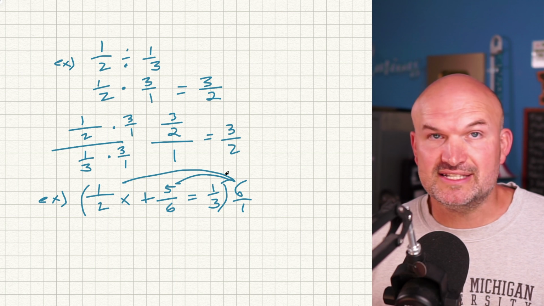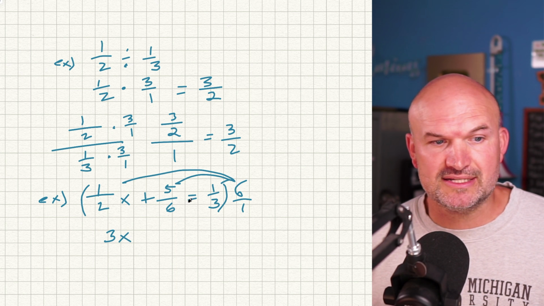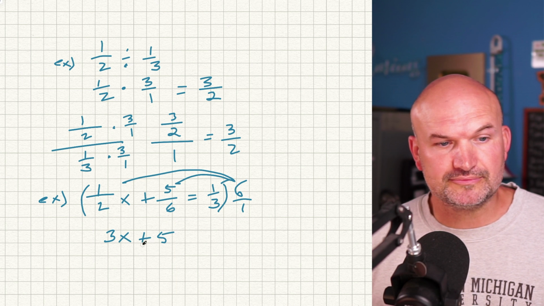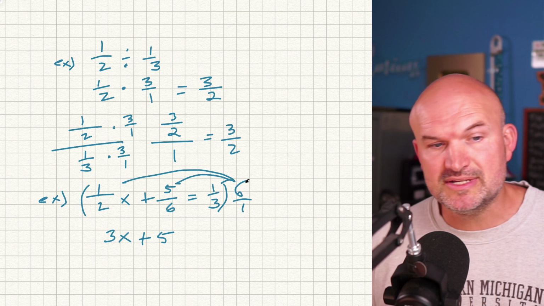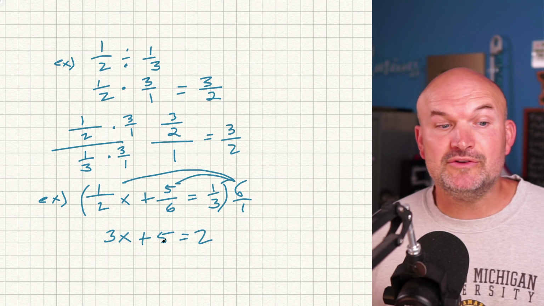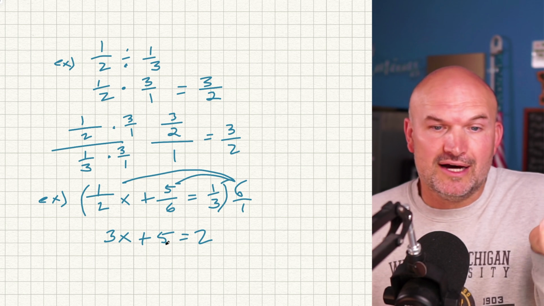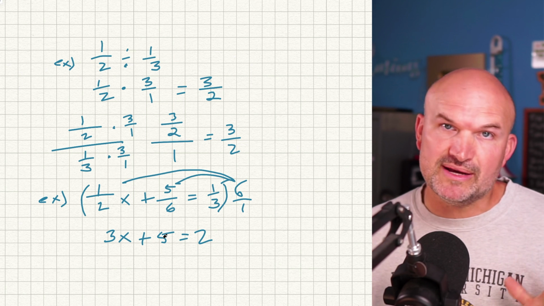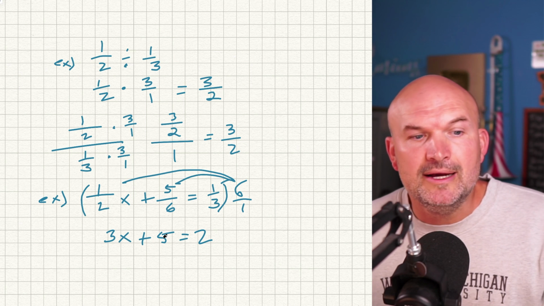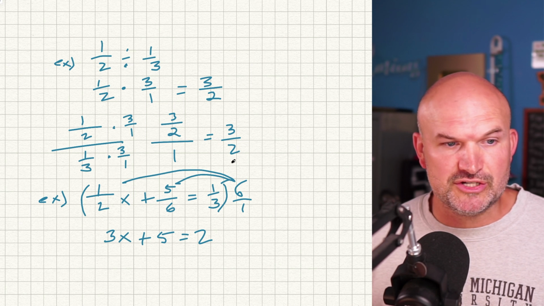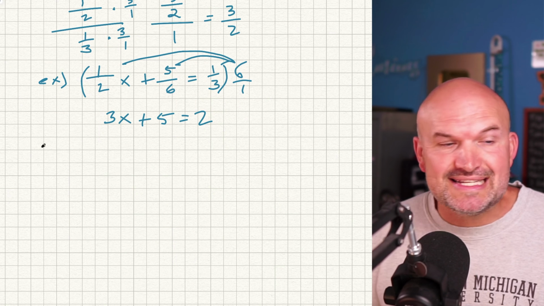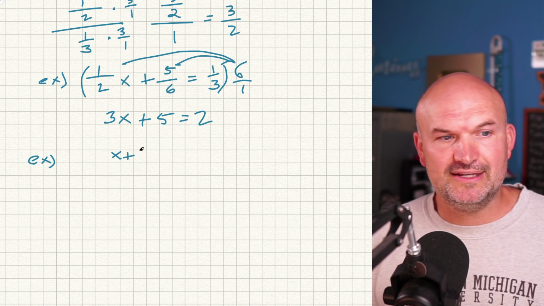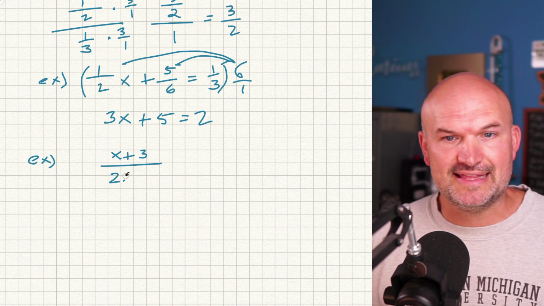So 2 divides into 6 3 times, so this turns into 3x. 6 divides into 6 one time, 1 times 5 is going to be 5. And then 3 divides into 6 2 times, 2 times 1 is equal to 2. Now you can see, ladies and gentlemen, this is a lot easier equation to go ahead and solve, right? Okay, so those are the 2 fundamentals that I want to make sure you understand before we get into simplifying rational expressions. Now let's look at some of the craziness of simplifying rational expressions, and hopefully turn them into something that's really not that bad.